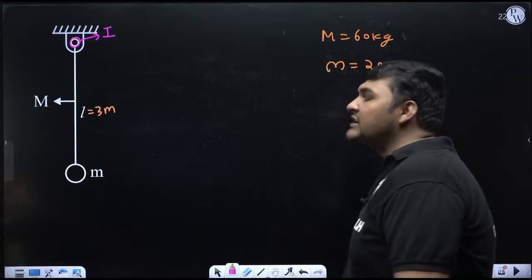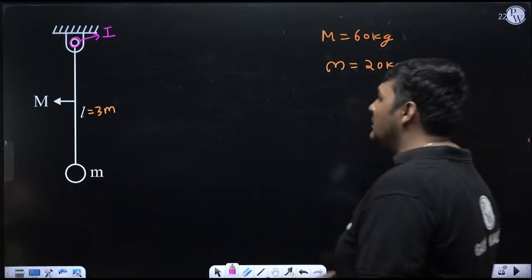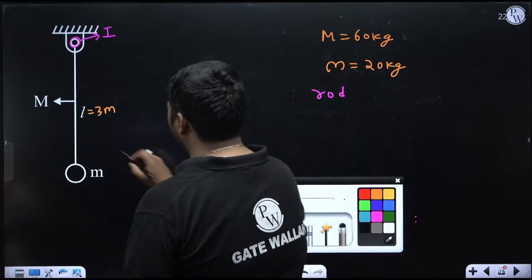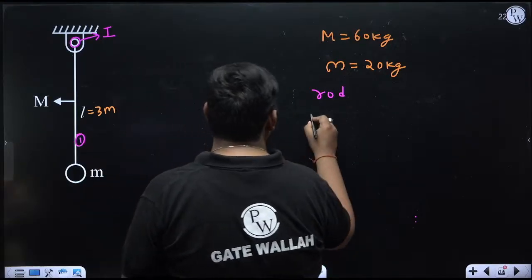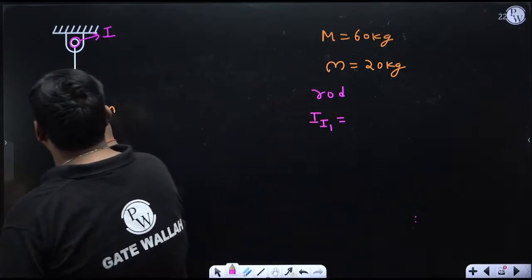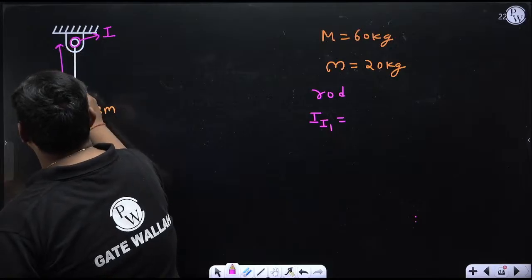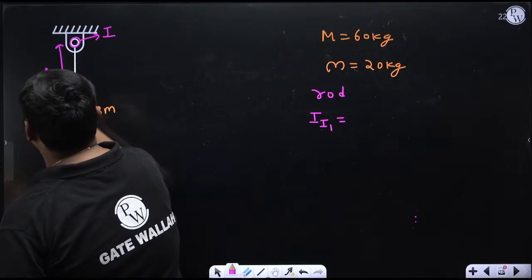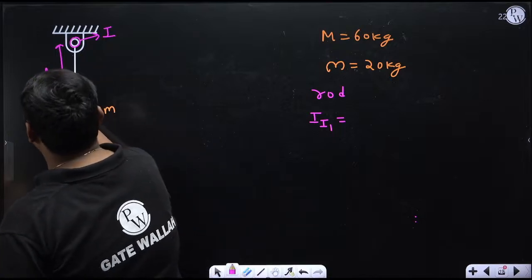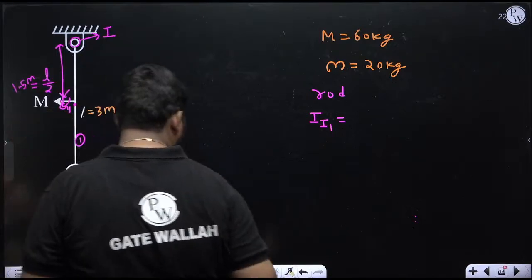So for that, first I am calculating I about the I center for both the rod and the point mass. First I am calculating for the rod. Suppose for the rod I am using suffix 1. So it will be I1. First locate the center of gravity of the rod. It will be at the middle. Suppose this is G1. This distance is L by 2. L is 3 meters, so it will be 3 by 2, that is 1.5.